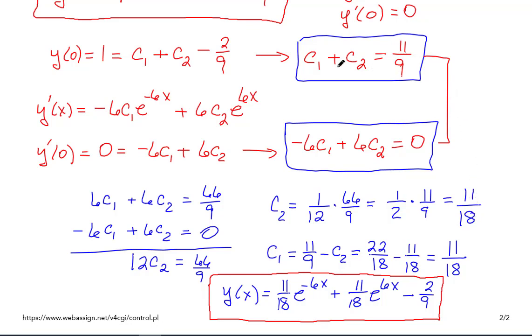But from the first equation, I get C1 now is 11/9 minus C2. So 11/9 minus C2, convert the 11/9 to 22/18 minus C2, and I get 11/18 for C1, giving us our full solution now, which matches the differential equation and both initial conditions.